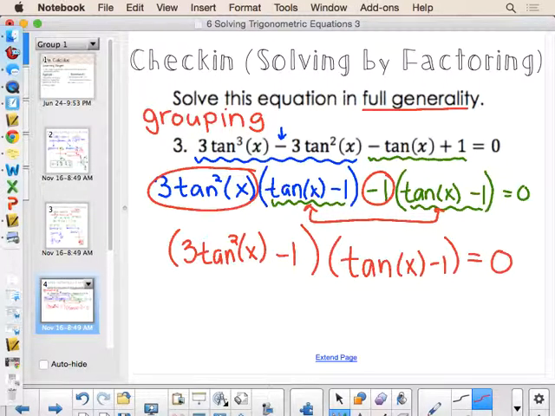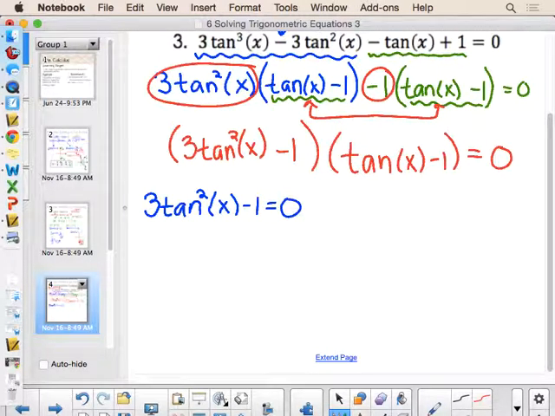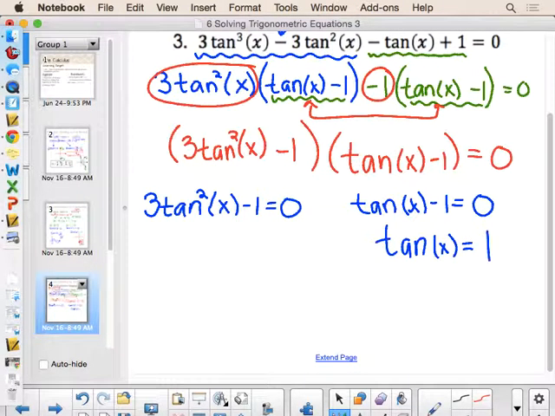Per usual, to solve these equations, I'm going to set my factors equal to 0. So then we got 3 tangent squared of x minus 1 equals 0. And then we have tangent of x minus 1 equals 0. I'm going to solve the right-hand one first. It looks a little bit easier. So we're going to add 1 to both sides. So we have tangent of x equals 1.